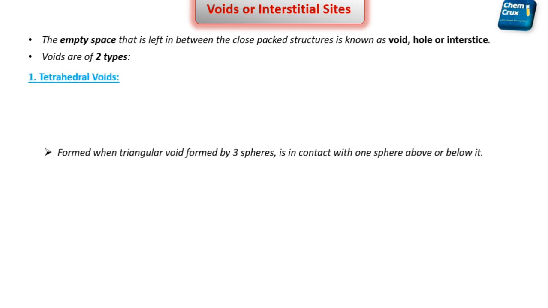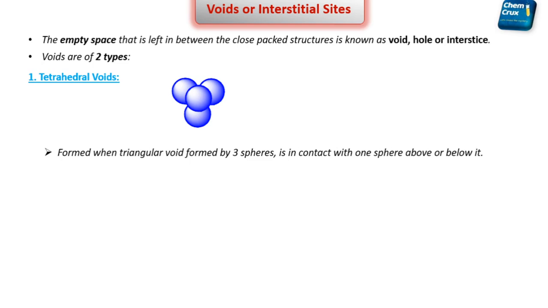So tetrahedral voids are formed when a triangular void formed by three spheres comes in contact with another sphere either from above or from below. So these are the three spheres forming a triangular void. Now if we add one sphere from the top and cover the triangular void, then the void that will be generated by covering the triangular void with a sphere from the top will be a tetrahedral void. So now I am adding a sphere from the top, and hence I have covered the triangular void.